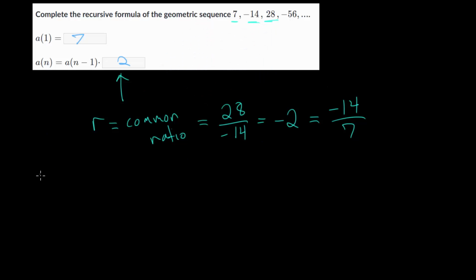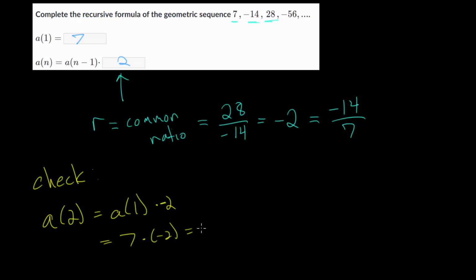Now, just to double check everything, let's make sure this works. So when we find a of 2, it's going to be a of 2 minus 1, or a of 1, our first term, multiplied by negative 2. And our first term is 7. 7 times minus 2 is negative 14. So that worked. And you don't really have to do a third one, but let's just get some extra practice.